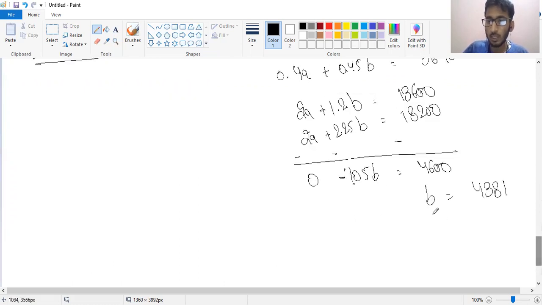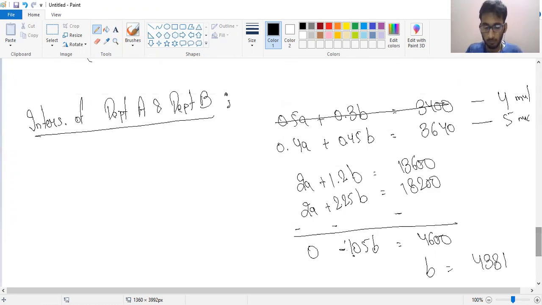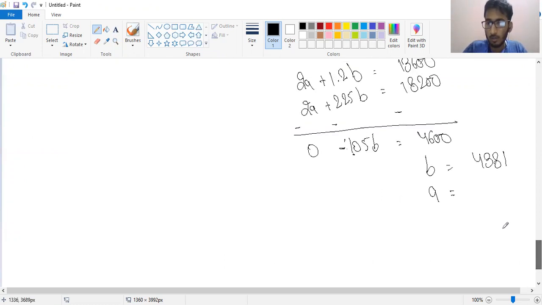And by putting the value of b in any of the equations, you can get the value of a. So 4381 multiplied by 0.45 minus 3640, divided by 0.4. So it would be 4171. So basically you got the point 4171 and 4381. So where the lines are intersecting, you got 3 points.